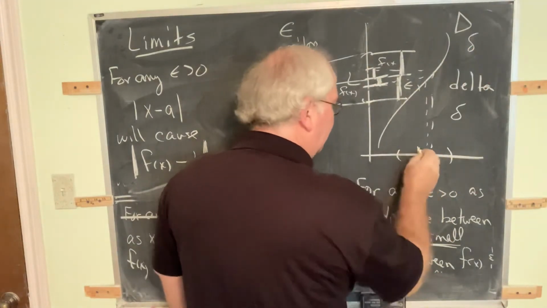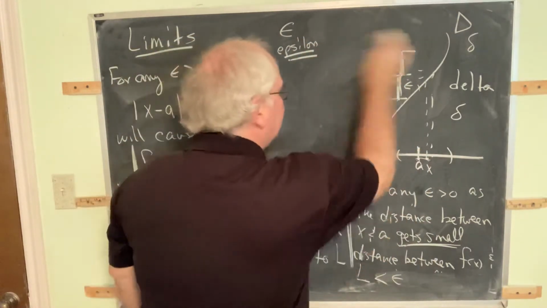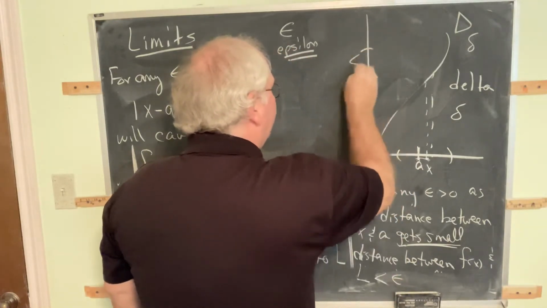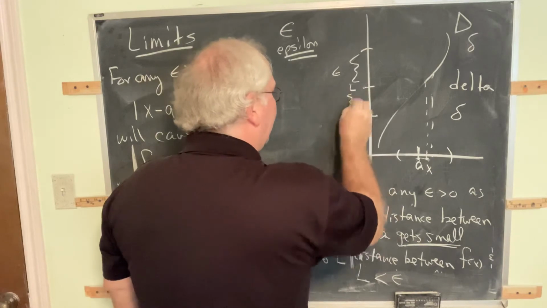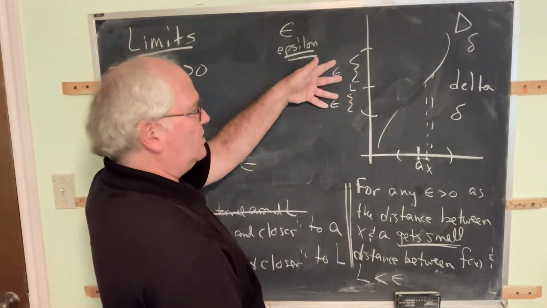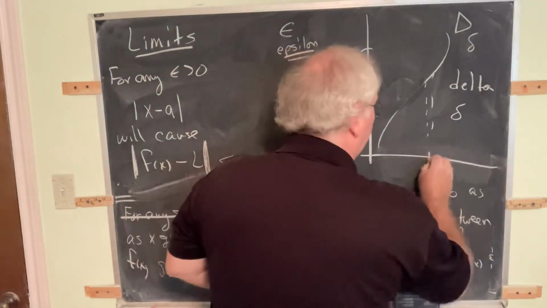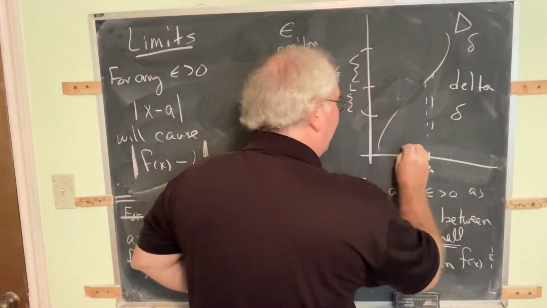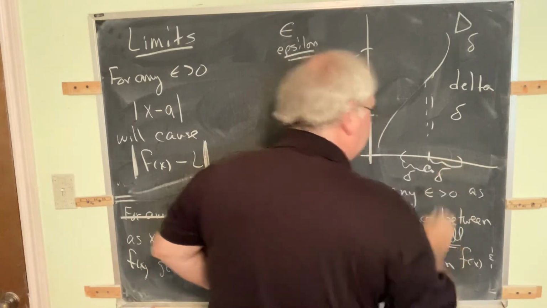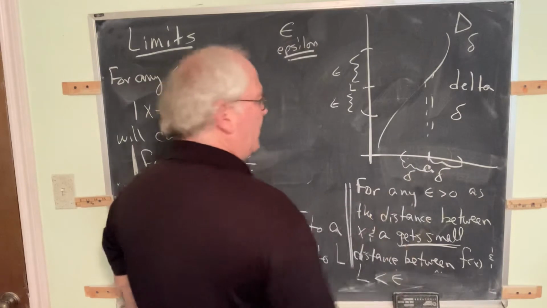And so delta, just like epsilon on the y-axis, here's L, that distance is epsilon, that distance is epsilon. And we say this is an epsilon interval around L. Well, similarly on the x-axis, this is A, that distance is delta, that distance is delta. And we call this a delta interval around A.